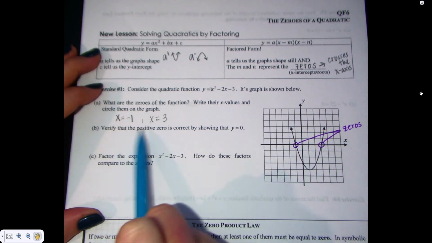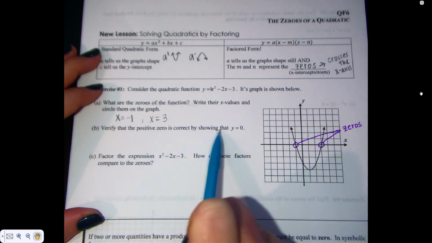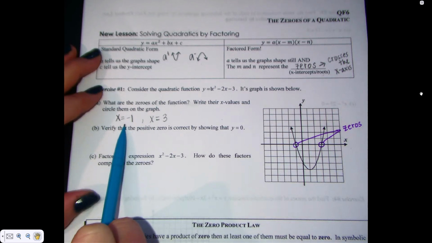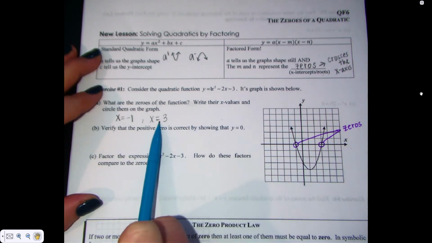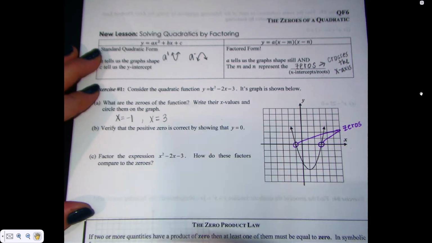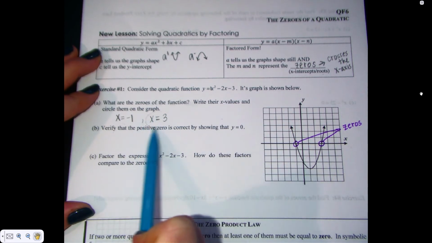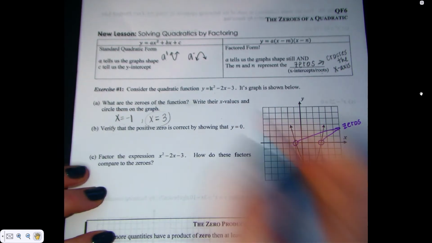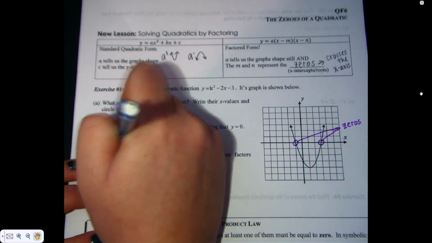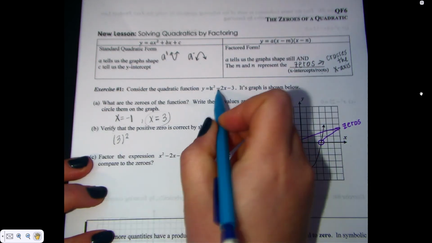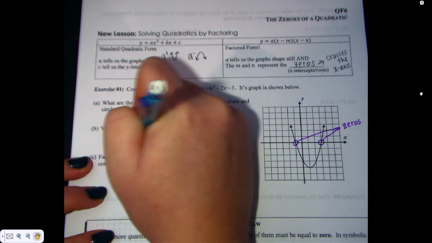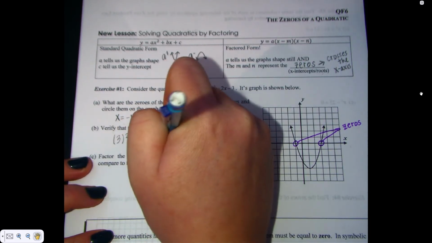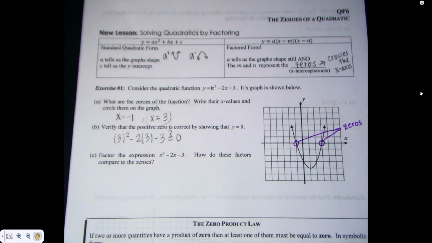So verify that the positive zero is correct by showing that y equals 0. Okay, so this is the negative zero because it's a negative number. This is the positive zero because it's a positive number. So what we're going to do here is plug this into our equation and show you that this actually equals 0. We're just basically checking. So I'm going to have 3 squared minus 2 times 3 minus 3. And what I'm trying to do is see if this thing equals 0.